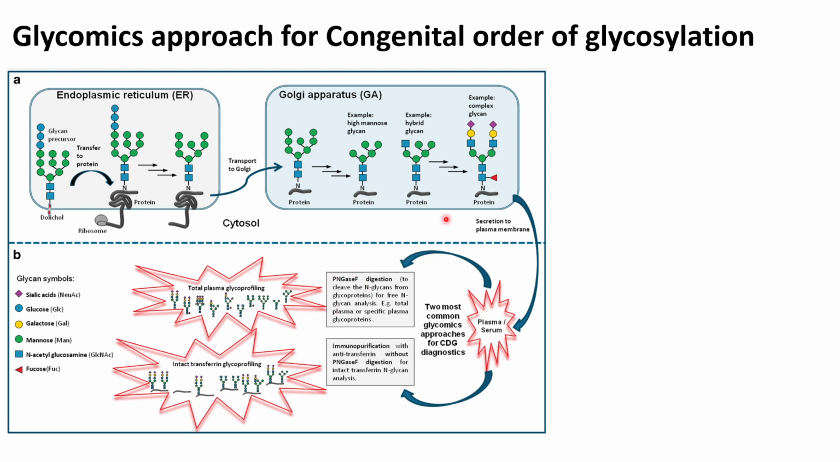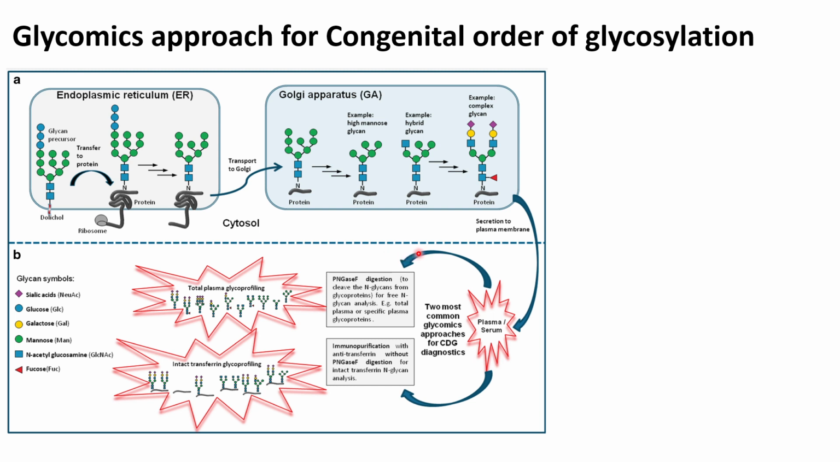What this PNGase does is it cleaves off the glycan at the asparagine site, so that we can get the information about the glycan structures only. That can be seen here in the total plasma glycoprofiling. We will get the information about the glycans without the backbone protein chain.